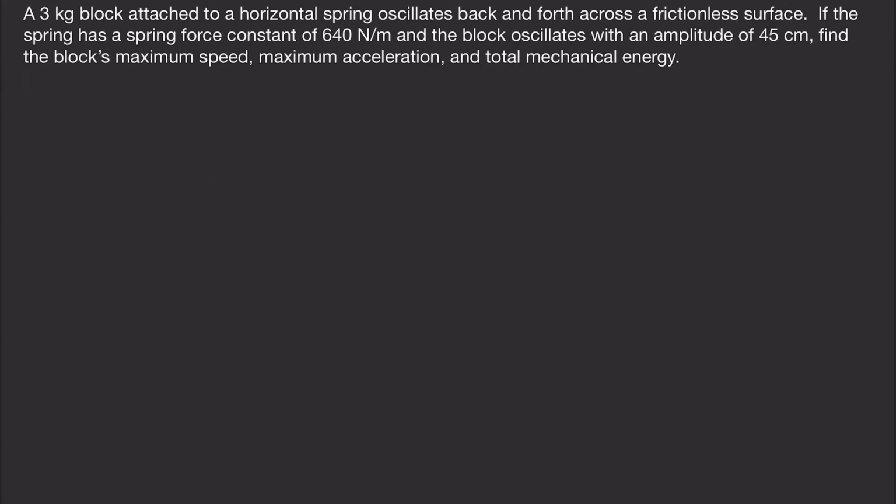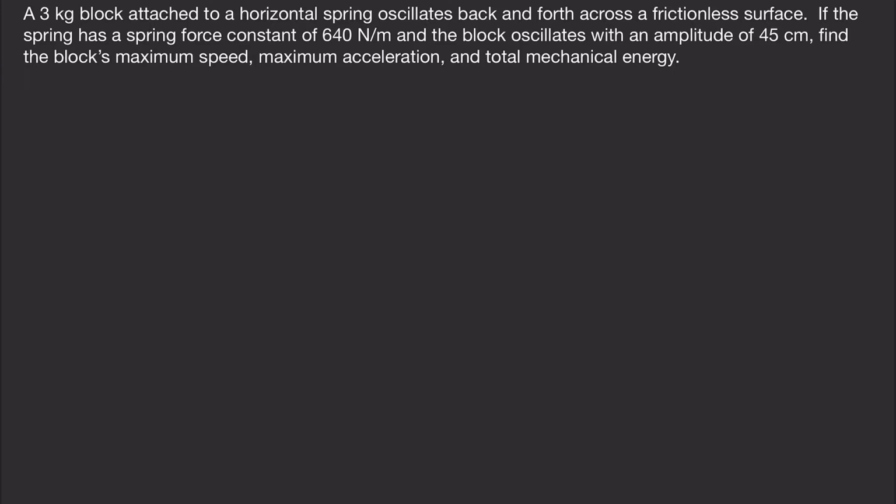For the next problem, we have a 3 kilogram block that's attached to a horizontal spring and oscillates back and forth across a frictionless surface. If the spring has a spring force constant of 640 newtons per meter and the block oscillates with an amplitude of 45 centimeters, find the block's maximum speed, maximum acceleration, and total mechanical energy.